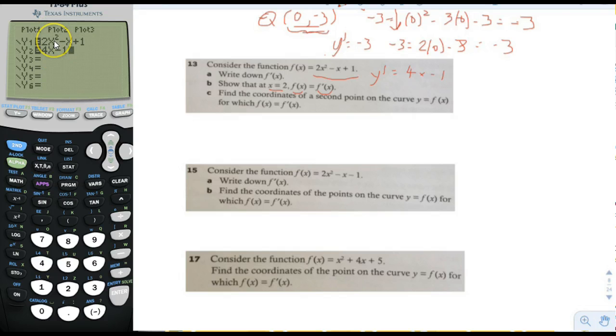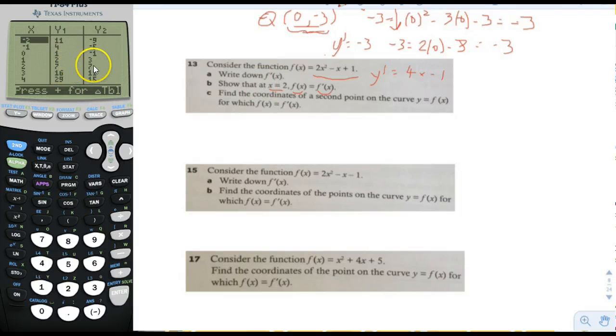Okay, now I've programmed the functions, the original function and the gradient function, in the calculator. And then I'm going to look at the table. And it asks me, when does the function equal its own gradient? And I see one right here, right? When the function is equal to 7, the gradient is also equal to 7. So that happens at x equals 2. So at x equals 2, the function and its gradient are both equal to 7. Okay, so what do you know? That's exactly what it says. It says show that at x equals 2, they're both the same.